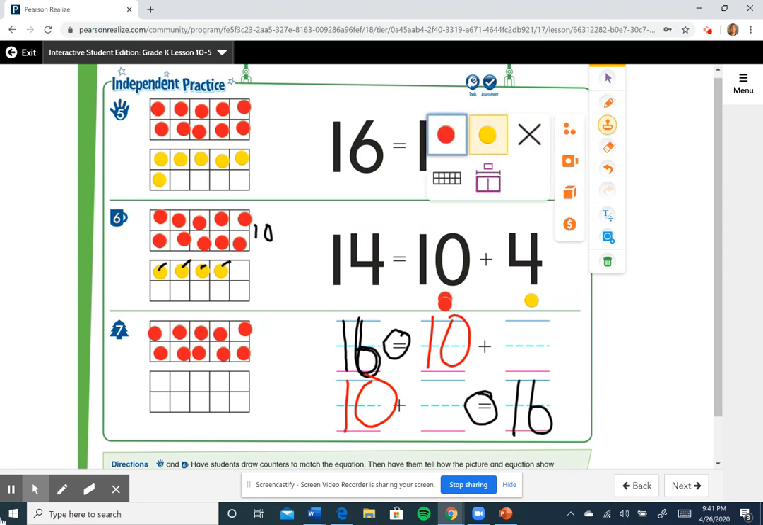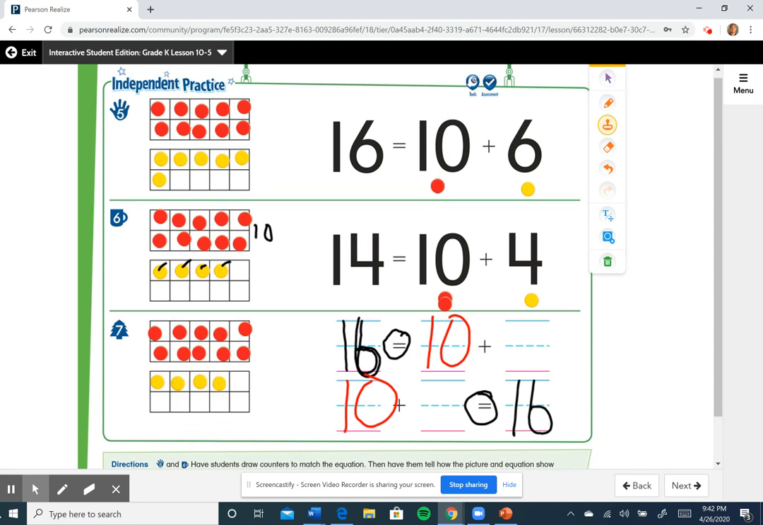Now I need to add counters until I get to 16. Ready? So 11, 12, 13, 14, 15, 16. Let's count how many yellows I added. 1, 2, 3, 4, 5, 6.